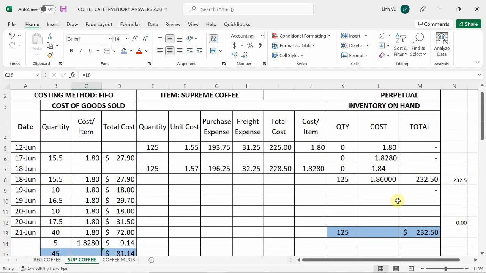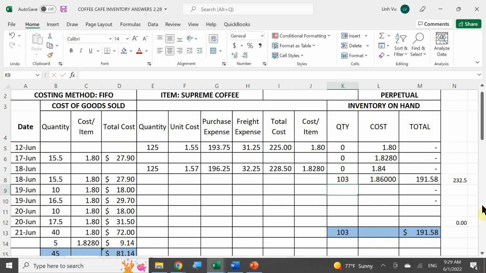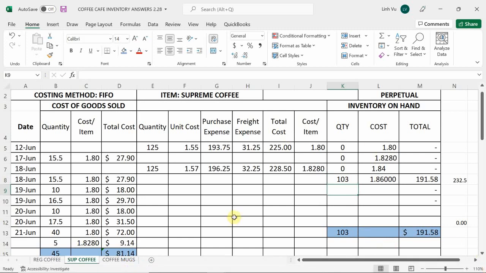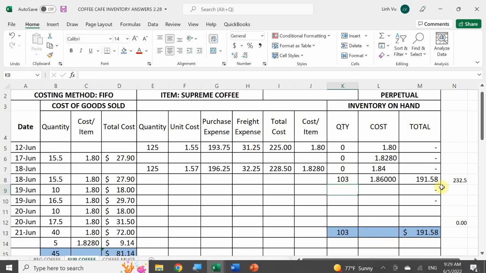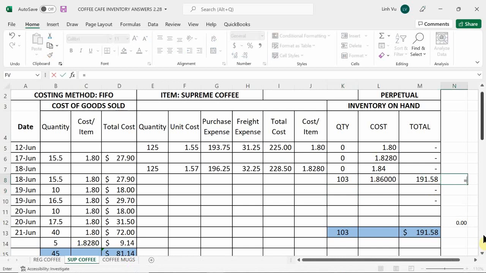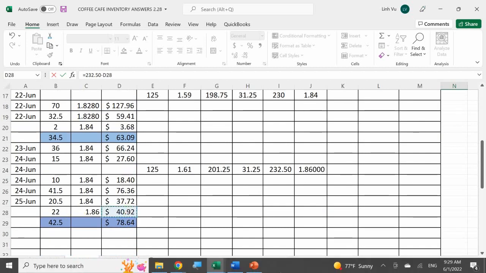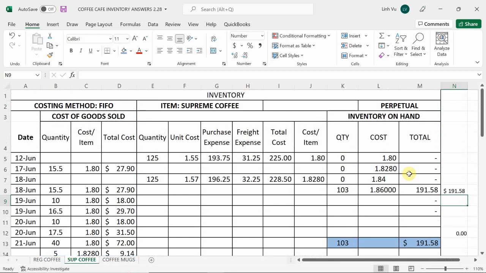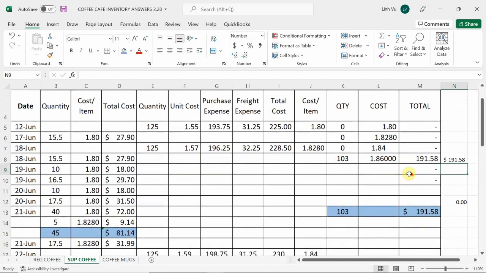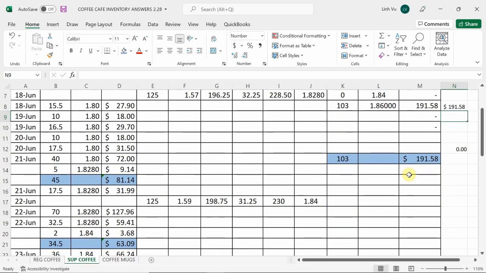Okay, so I need to update my inventory, because I don't have 125 pounds now. I have 125 minus 22. I have 103 pounds left at a total of $191.58. So I'm going to double confirm that by $232.50 minus my $40.92 should give me a total of $191.58. Okay, perfect. Good. $191.58 is what I should have left in my ending balance for my Supreme Coffee.